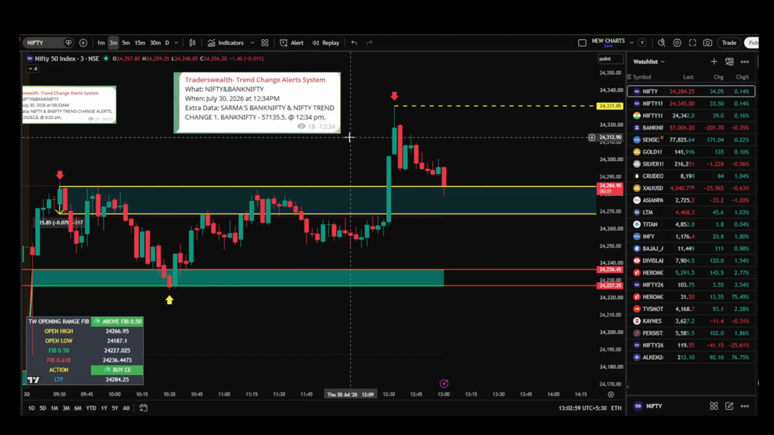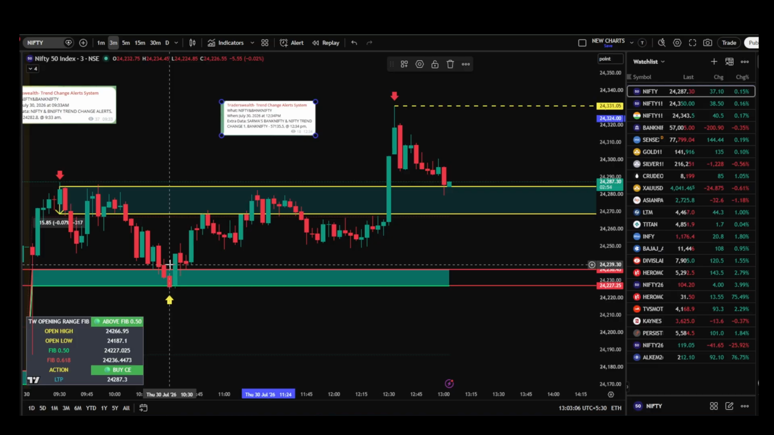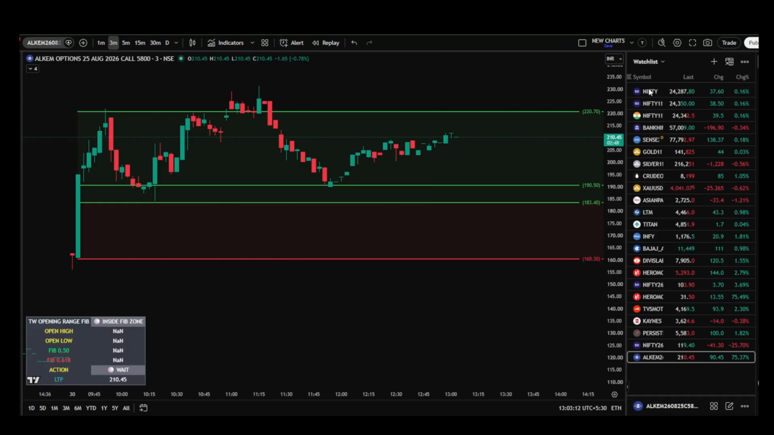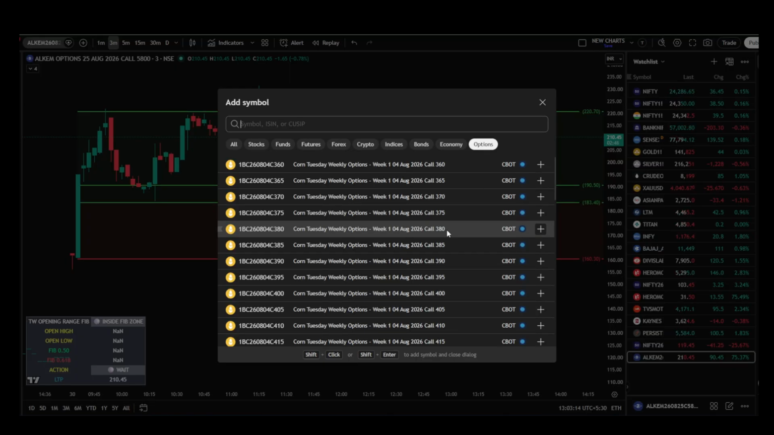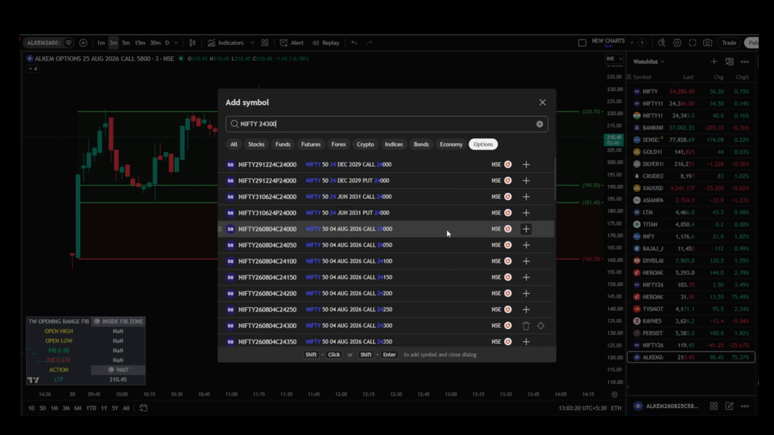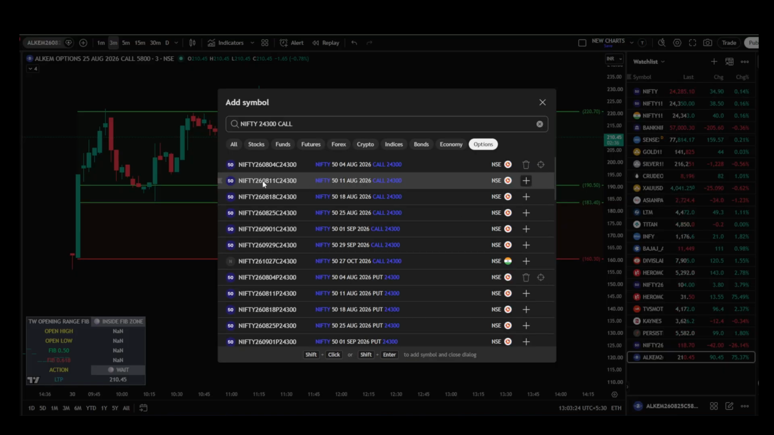The moment you get an alert, the advantage of this alert system is that suppose you have taken a call option here, 24,200. Let us take that one call option here. So 24,200, or 24,300, whichever you feel comfortable with, you can use. Let me take the Nifty 24,300 call option. Okay, I am just adding this again.